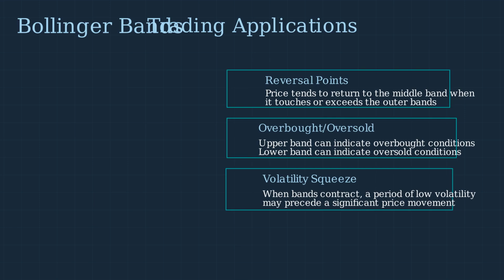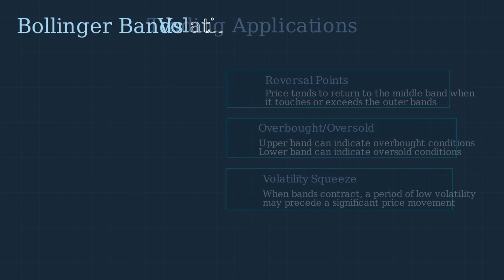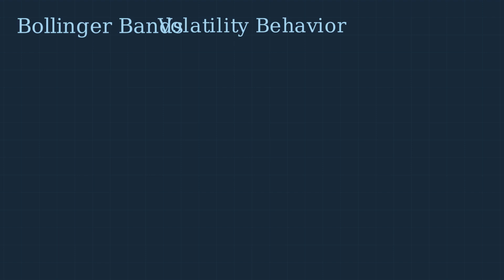First, they can identify potential reversal points when price touches or exceeds the outer bands, as price tends to return to the middle band. Second, they can signal overbought conditions when price reaches the upper band, or oversold conditions when price reaches the lower band. Finally, a contraction of the bands, known as a volatility squeeze, often precedes significant price movements, making it a valuable signal for traders. A key characteristic of Bollinger Bands is how they adapt to different volatility environments.